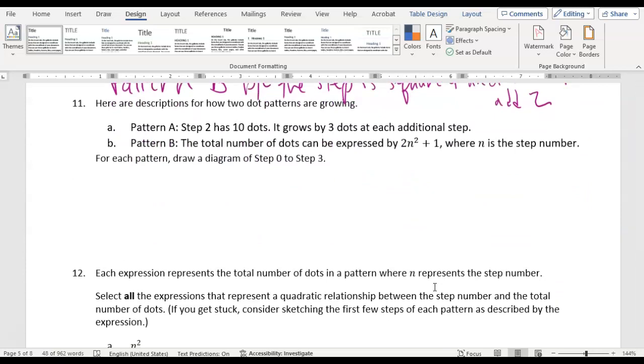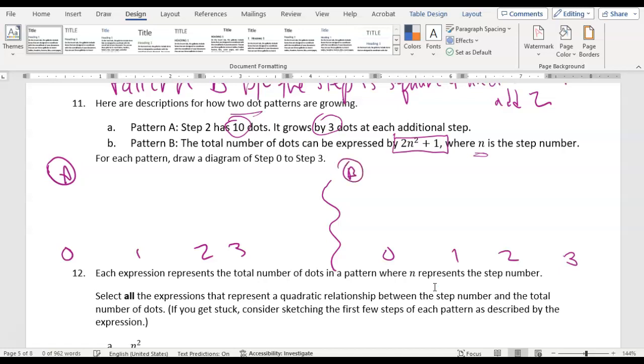Number 11 says, here are descriptions for how 2 dot patterns are growing. Pattern A has 10 dots, and it grows by 3 dots at each additional step. Pattern B, the total number of dots can be expressed by this equation, where n is the step number. For each pattern, draw a diagram of step 0 to step 3. So 0, 1, 2, 3 for pattern A, and then 0, 1, 2, 3 for pattern B. Pattern A says step 2 has 10 dots, so that's 1, 2, 3, 4, 5, 6, 7, 8, 9, 10. It grows by 3, so step 3 would be 13.